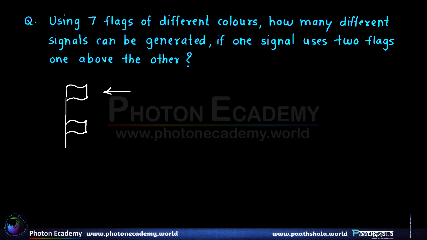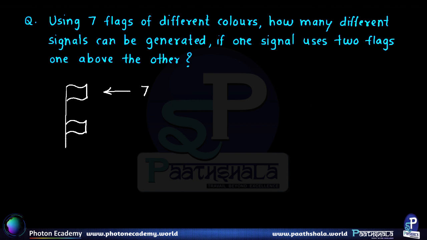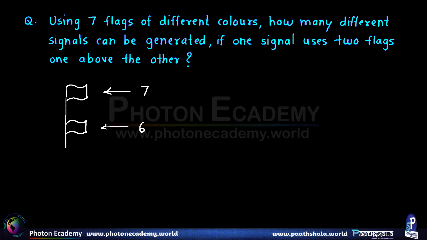can be filled with any one of the 7 flags. Having placed one of the flags in the top position, now the bottom position can be filled with any one of the remaining 6 flags only. And as we know, one signal consists of both the flags together. So therefore, in all, the total number of signals that can be generated is nothing but the product of 7 and 6. So that is nothing but 42. So 42 different signals can be generated using the 7 flags of different colors.